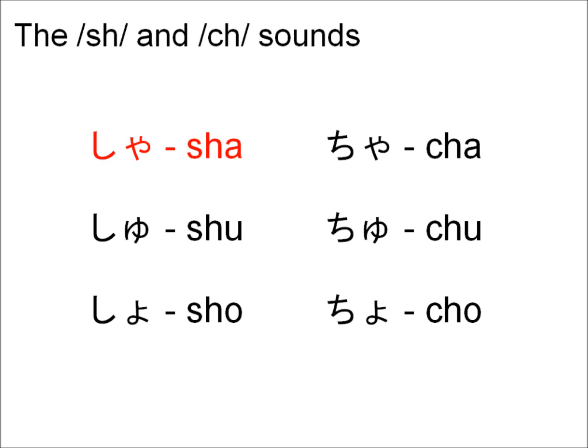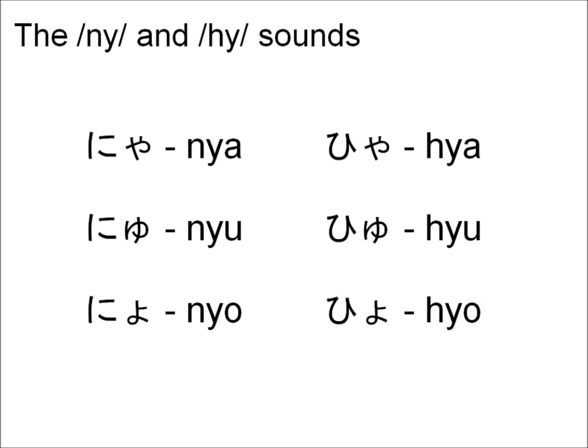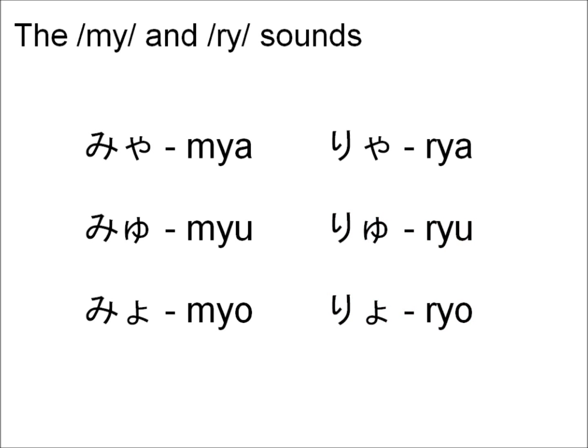Sha, shu, sho, cha, chu, cho. The Y vowel sounds attached to ni and hi are pronounced as follows. Nya, nyu, nyo, hya, hyu, hyo. Finally, the Y vowel sounds attached to mi and ri are pronounced as follows.